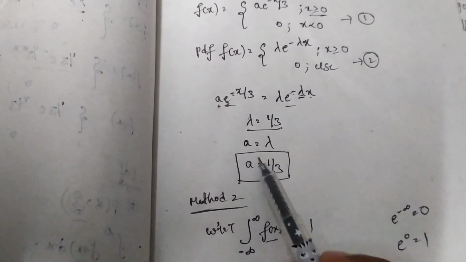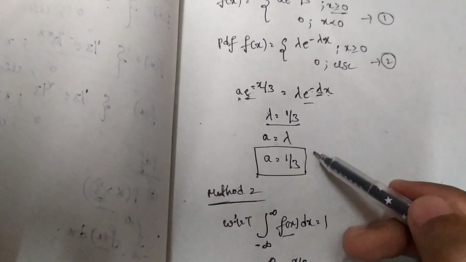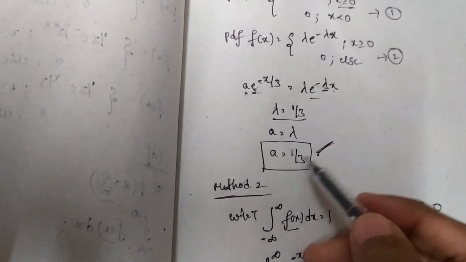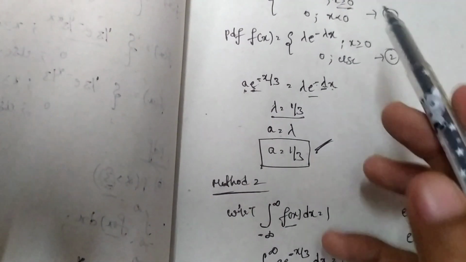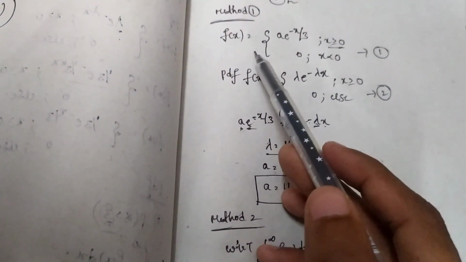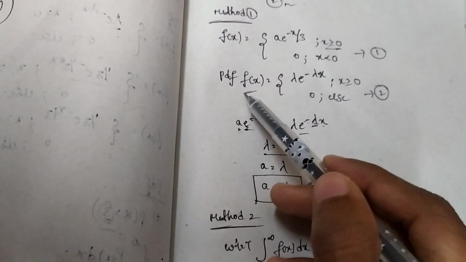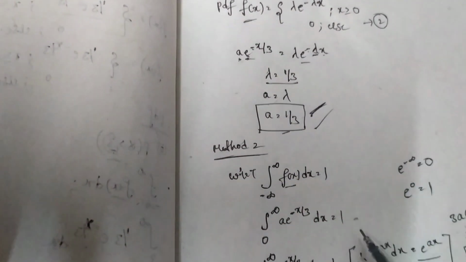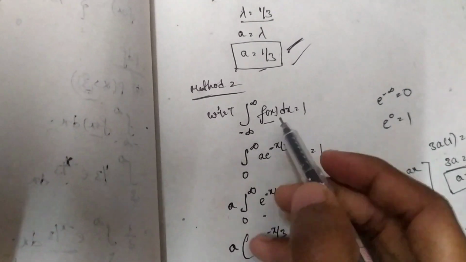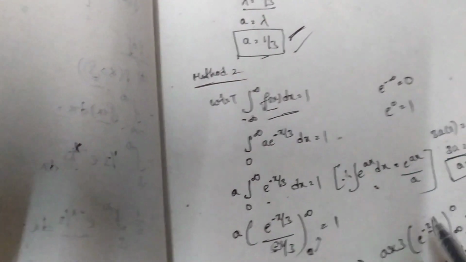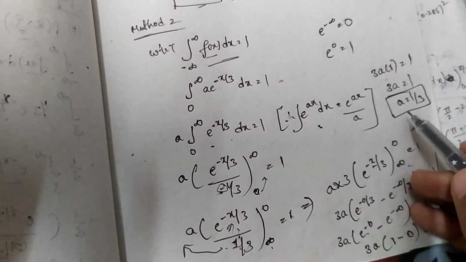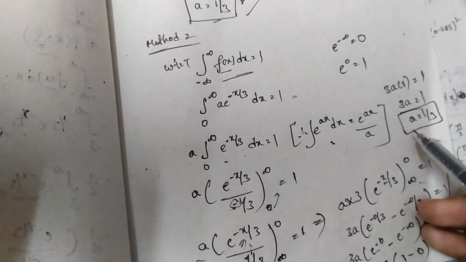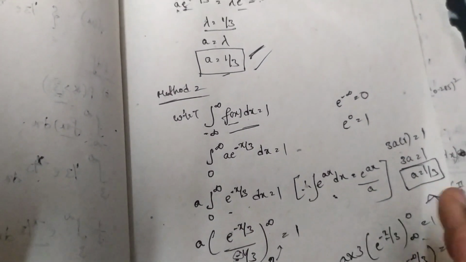This is the first method, which is the easy one, to find the a value by comparing the given function and the structure of the PDF. By comparing these we can find the a value. And by using this property, this is the second method. These are the two methods for finding the a value.